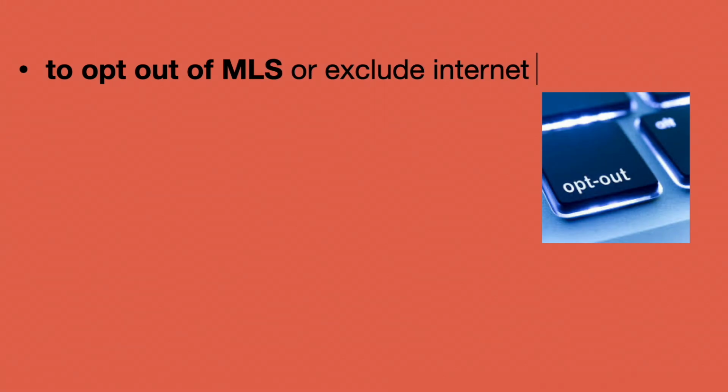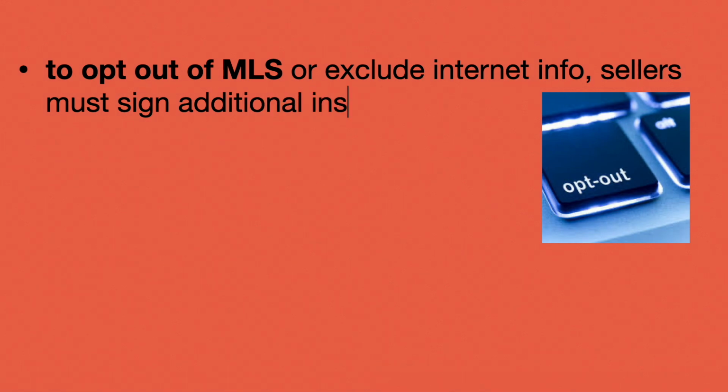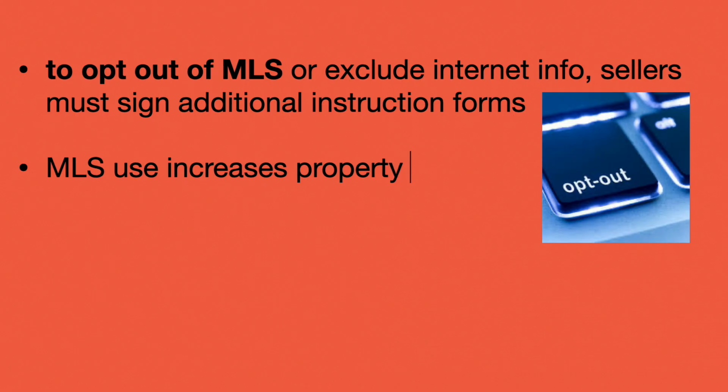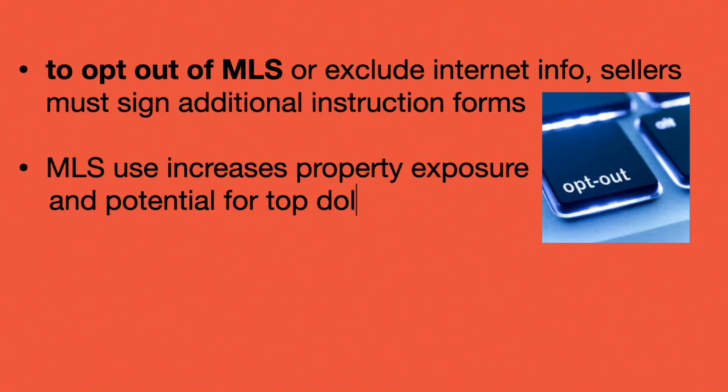When a seller wishes to opt out of using the MLS or exclude specific information from the internet, the seller needs to sign additional seller instruction to the broker forms. Using the MLS increases exposure of the property on the market and the potential for the seller to receive top dollar.